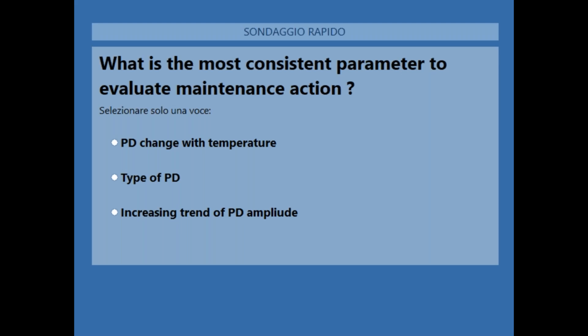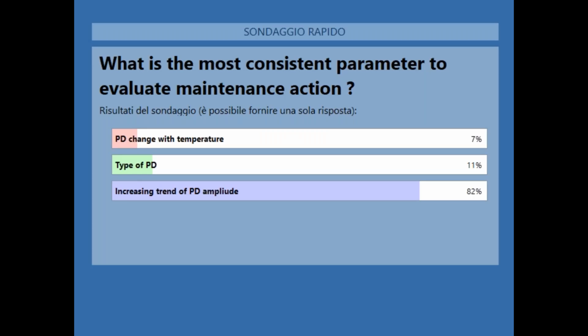So after 1 minute, I see 45% of attendees voting, and I see most of you giving a correct result. So let us close the ballots in 5, 4, 3, 2, 1, and the correct answer, of course, is C. The correct answer is C, increasing trend of PD amplitude, and of course 80% of you have answered so. It is the correct answer, because when the trend of the amplitude rises, so when it goes up, this will be like a signal for you to do maintenance on that particular rotating machine.